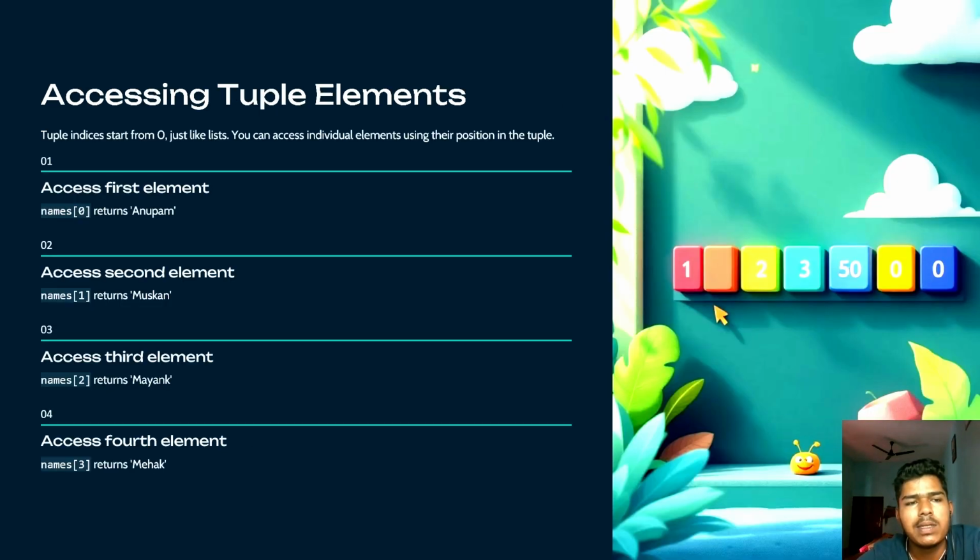So accessing tuple elements. Tuple indices start from 0. So just like list, you can access individual elements using their position in the tuple. Okay. So first, access first element: names 0 returns Anupam. Second one is access second element: names 1 returns Muskan. Third one is access third element: names 2 returns Mayank. And fourth one is access fourth element: that is names 3 returns Mehak. Okay.